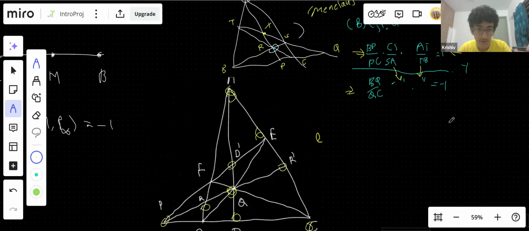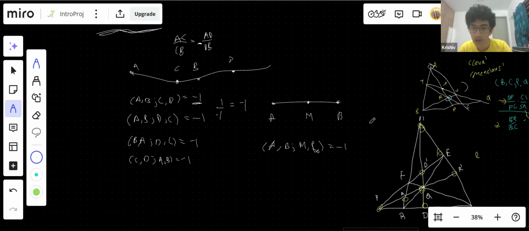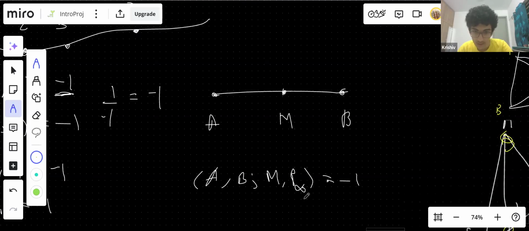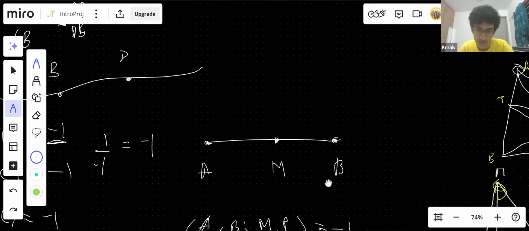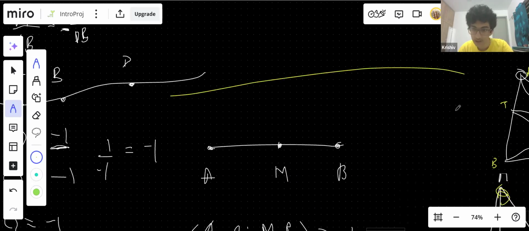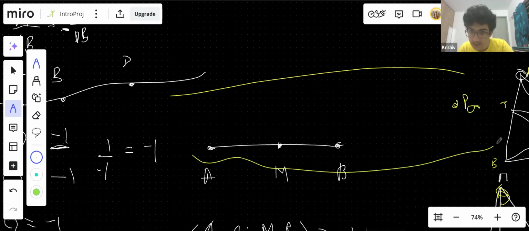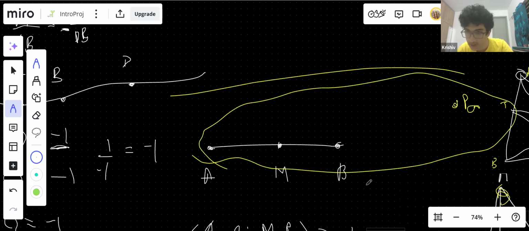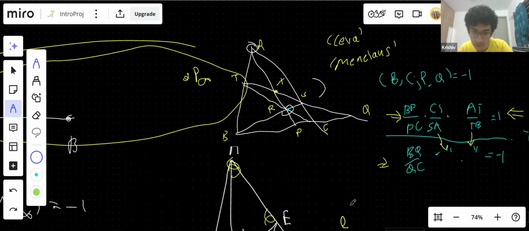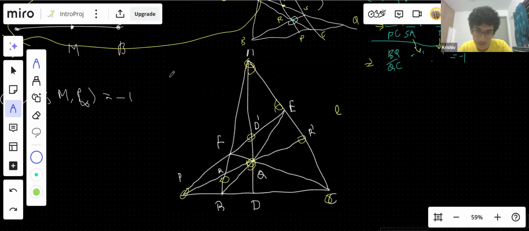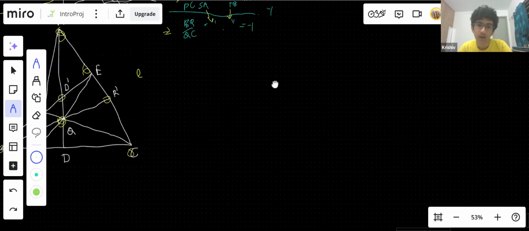I'm discussing all of these configurations right now where you get harmonic bundles. So the first one is where you have a midpoint and a point at infinity. So whenever you have a midpoint, think about introducing the point at infinity. Also whenever you have parallel lines, because they already meet at the point at infinity. So it always makes sense to think about projective geometry in a scenario like this. And when you have a Ceva and Menelaus configuration like this, it makes sense to think about projective geometry.